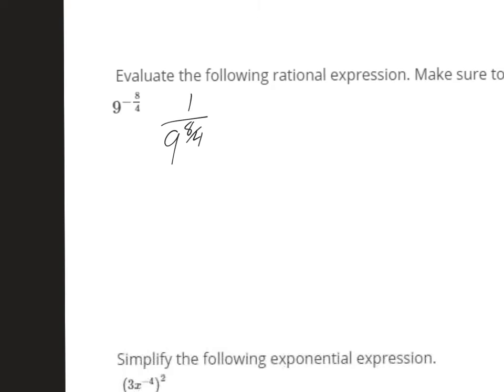There are two different ways that you can do this. You can either look and say, okay, 8 divided by 4 is just 2. So then 9 squared is 81. Or you could look at it and say, okay, I have 1 over the fourth root of 9 to the 8th. Now, they want me to actually answer this question. So it would just be 1 over 81.